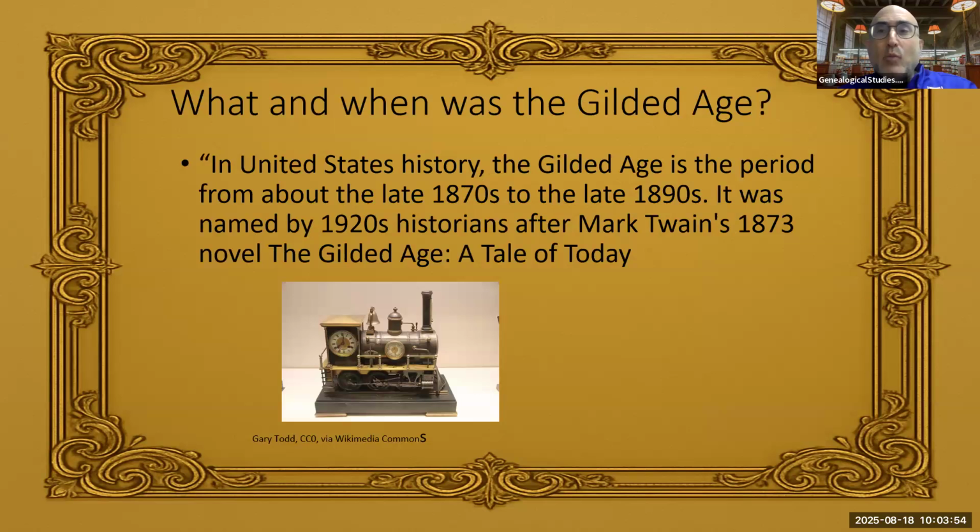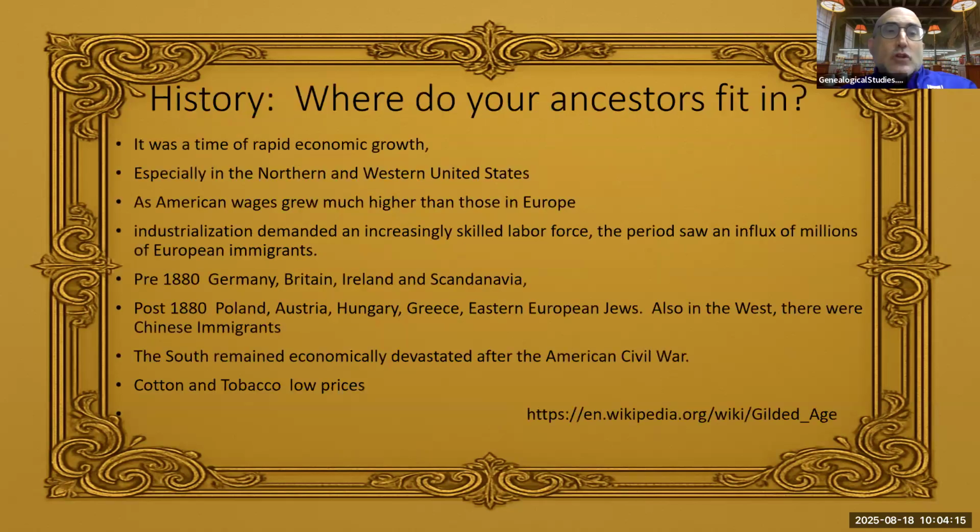So, what and when was the Gilded Age? In United States history, the Gilded Age is from the late 1870s to the late 1890s. It was named by 1920s historians after Mark Twain's 1873 novel, The Gilded Age, A Tale of Today. So now, as far as the history, we're beginning to think about where your ancestors fit in.